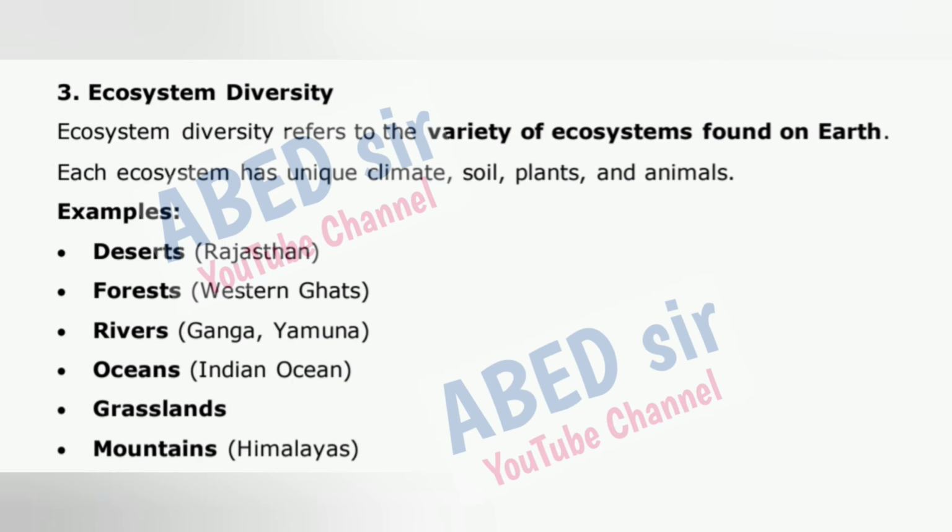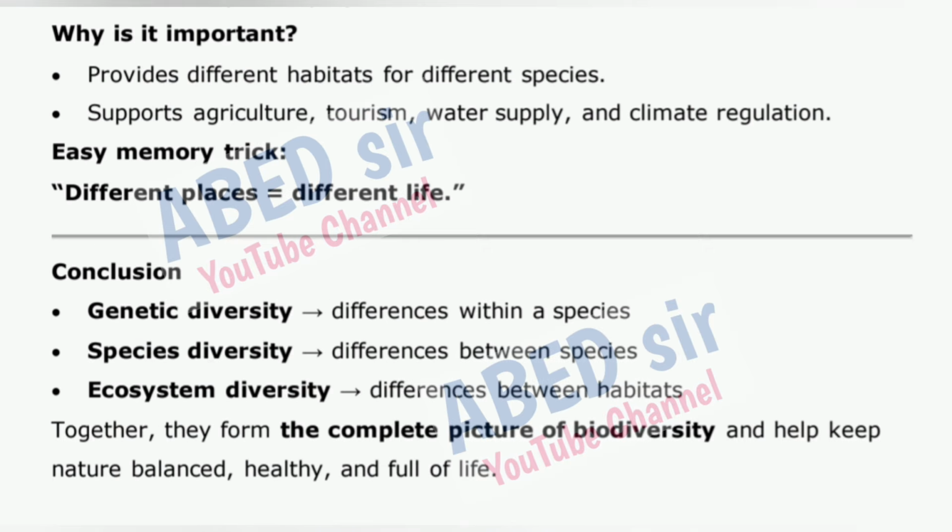3. Ecosystem diversity. Ecosystem diversity refers to the variety of ecosystems found on Earth. Each ecosystem has unique climate, soil, plants, and animals. Examples: deserts, Rajasthan. Forests, Western Ghats. Rivers, Ganga, Yamuna. Oceans, Indian Ocean. Grasslands. Mountains, Himalayas.